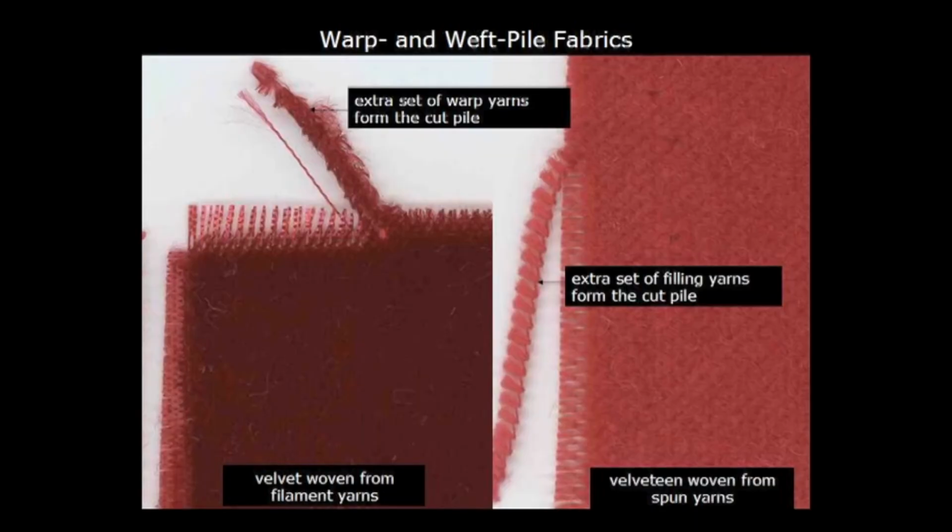The fabrics are differentiated as warp pile and weft pile fabrics depending upon the extra set of yarns used for making the pile. If extra warp yarns are used, then it is called a warp pile fabric, or otherwise if extra weft is used for making the pile, it is called a weft pile fabric.